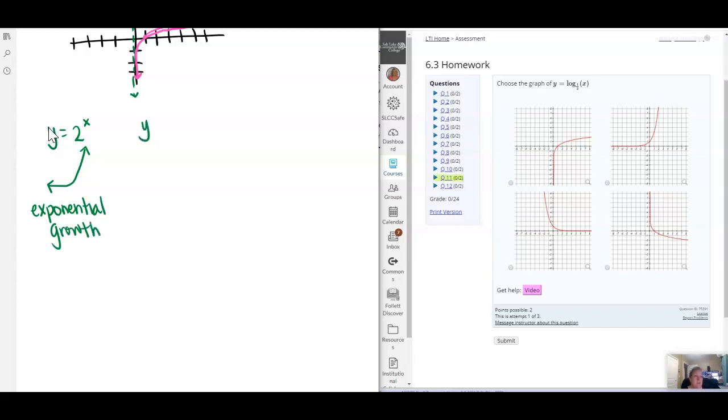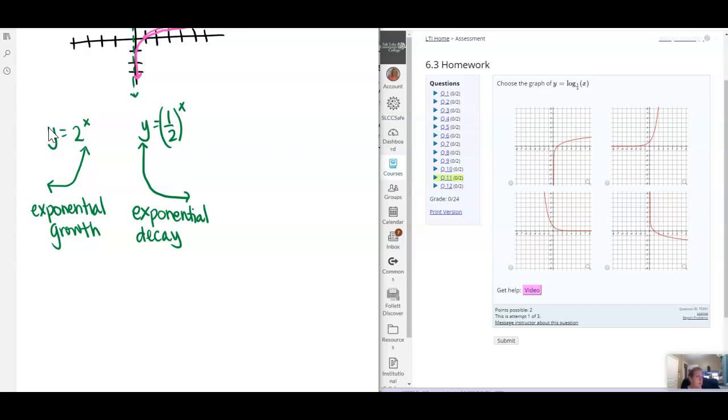Then if we have a fraction there instead, so 1/2 all raised to the x power, that's going to be exponential decay. It starts up high here and then eventually comes down this way. So this is exponential decay. Anytime we have a fraction, this base has to be a number between 0 and 1. It can't be 0, but it can just barely be above 0. And it can't be 1. It has to be between 0 and 1.